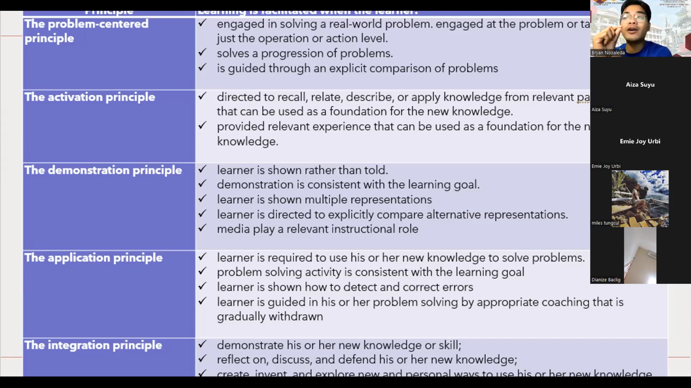And then when you're now presenting to them what the essay is, that's the demonstration principle. Because you are now presenting to them the new knowledge. Okay, and take note that in that case, sabi ni Merrill, learner is shown rather than told. Okay, so hindi ikaw ang magbabasa, but let them read what is the essay.